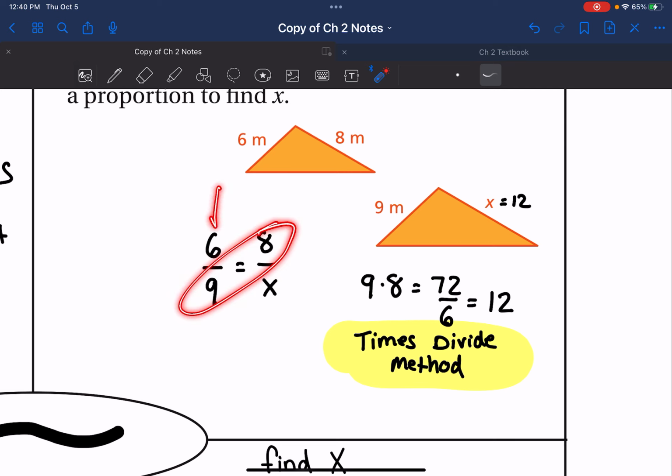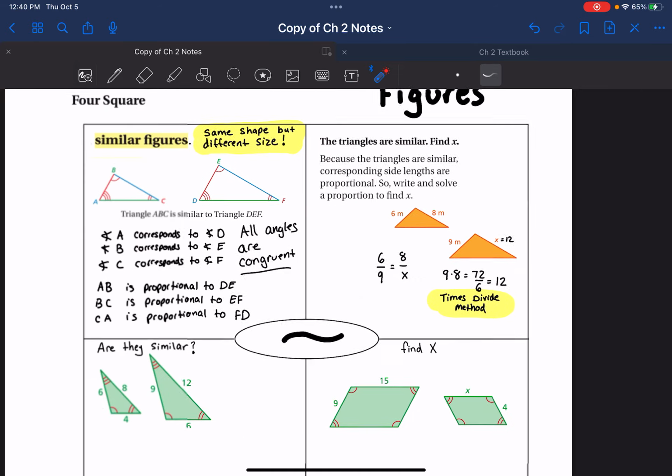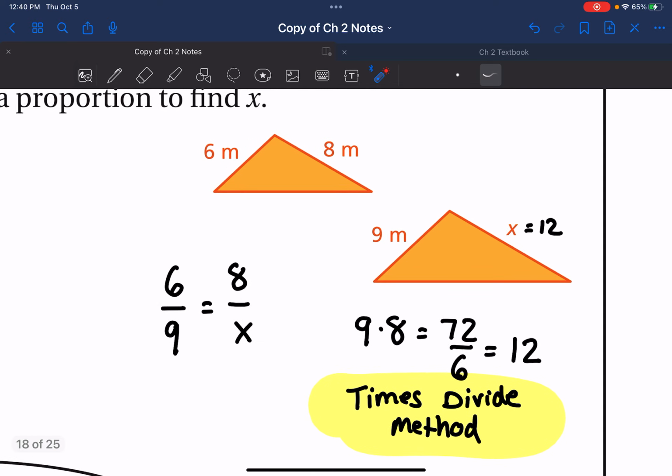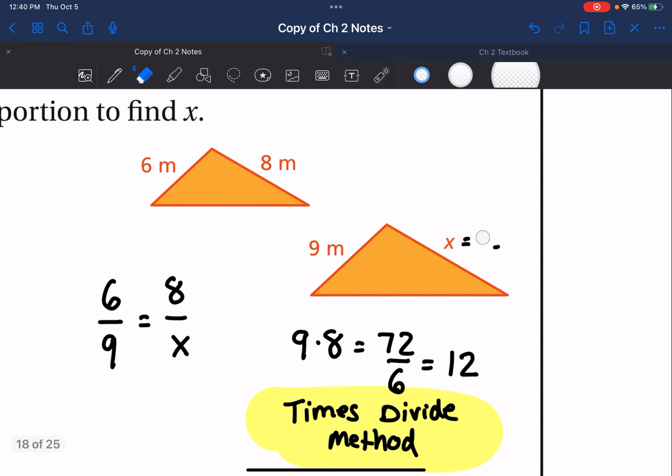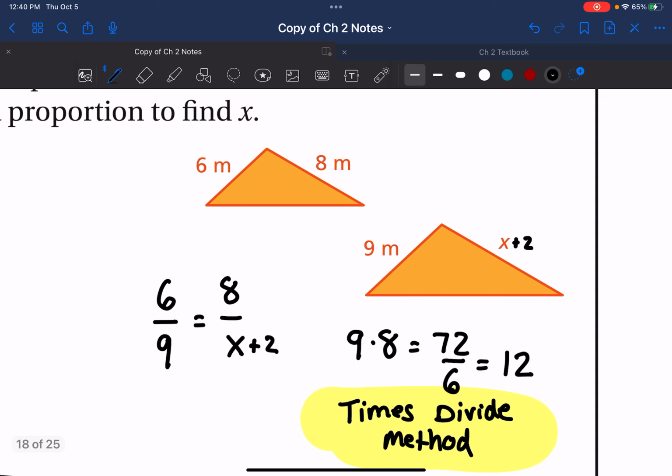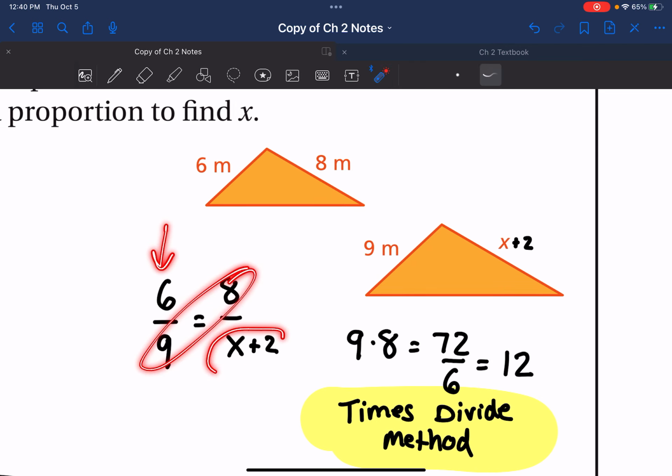Times divide. I want to show you another method, okay? This other method is really helpful for when things are a little bit yuckier. And what I mean by yuckier is like this. What if x wasn't just x? What if x was like x plus 2, right? Then times dividing doesn't work as easily. Times and then divide, but then what do you do about that mess, right? So let me show you the other way you can do this.